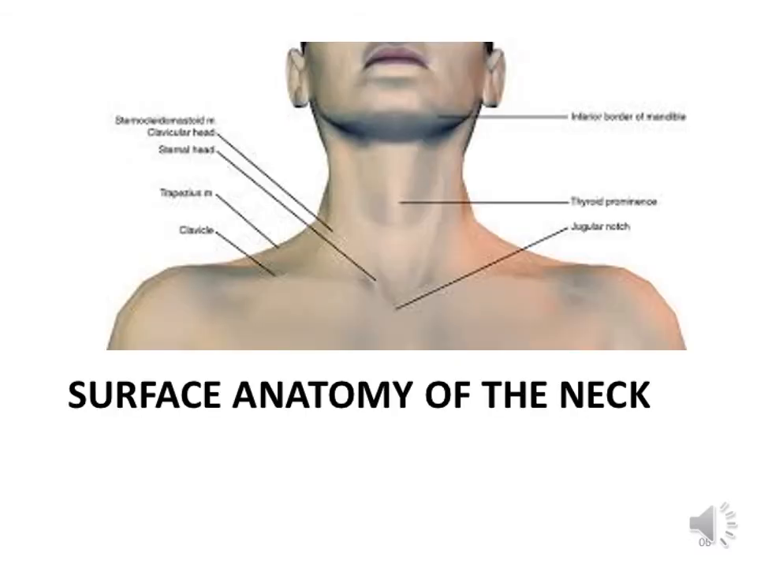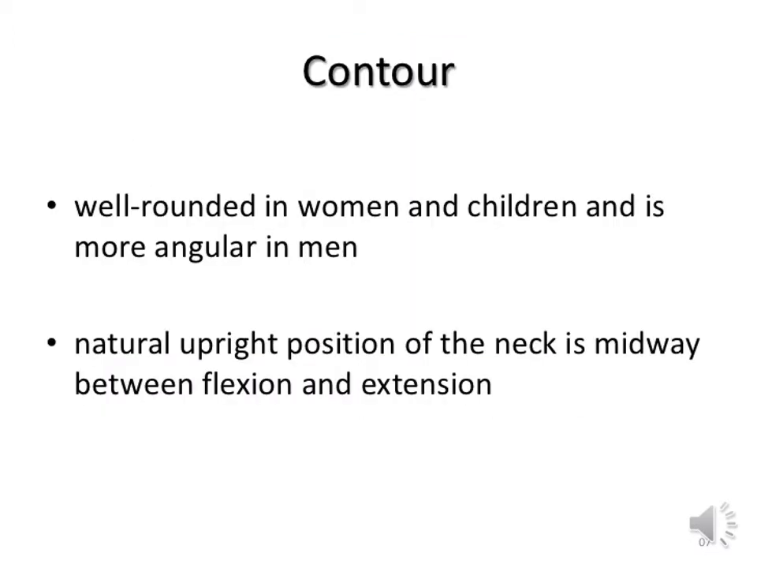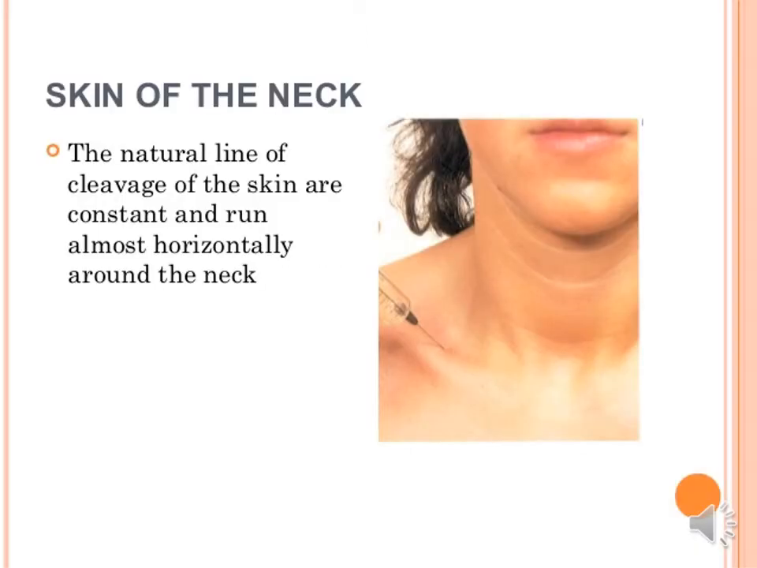A short note about the surface anatomy of the neck. The contour of the neck is well rounded in women and children and is more angular in men. Naturally, upright position of the neck is midway between flexion and extension of the head. The natural lines of cleavage of skin of the neck are constant and run almost horizontally around the neck.